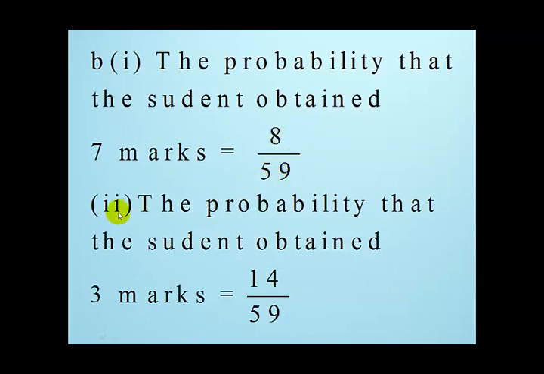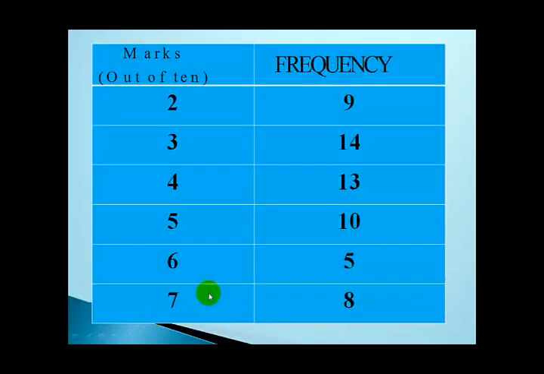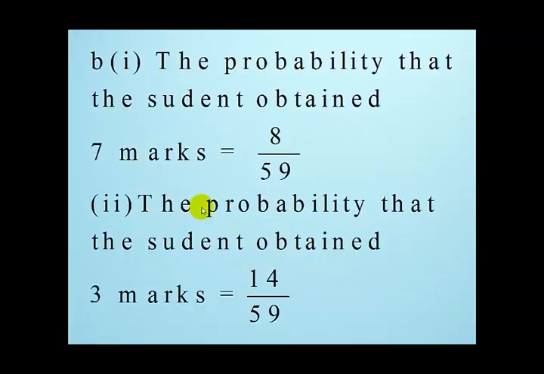Now II, the probability that the student obtained 3 marks. So we go to the table to see the number of students who obtained 3 marks. Now from the table, the number of students who obtained 3 marks is equal to 14. And so we divide 14 by the total. And so the probability that the student obtained 3 marks is equal to 14 divided by the total, that is 59.